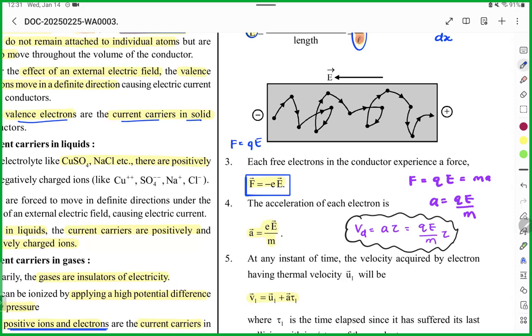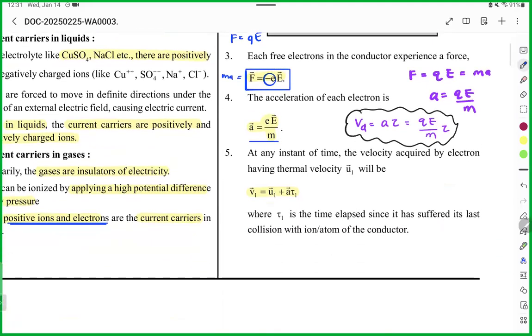Force is equal to QE. And because we are taking an electron, instead of Q you will write minus e. Got it? Then you know force is also equal to mass into acceleration, so mass will go to the other side. This is the acceleration value.